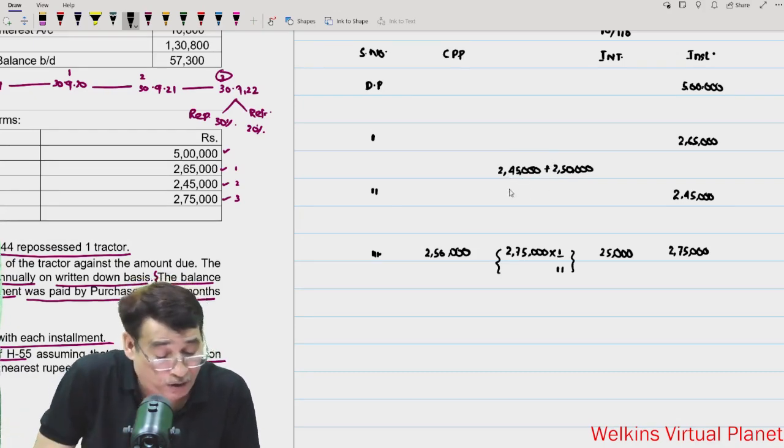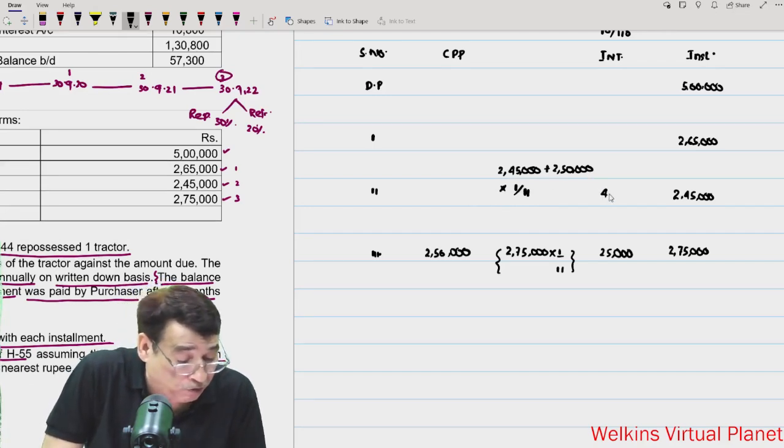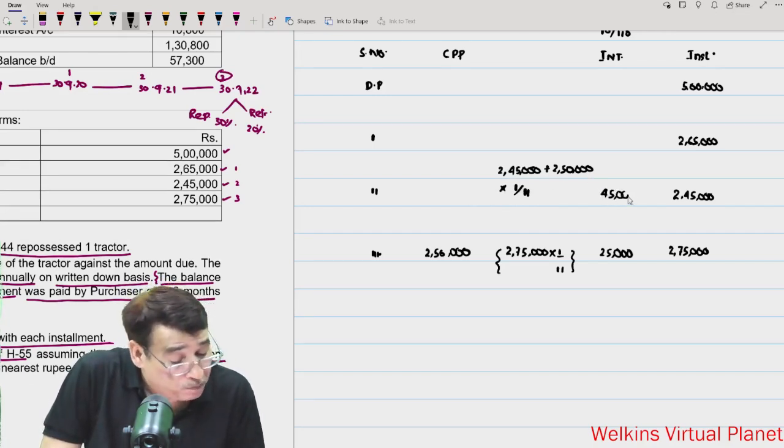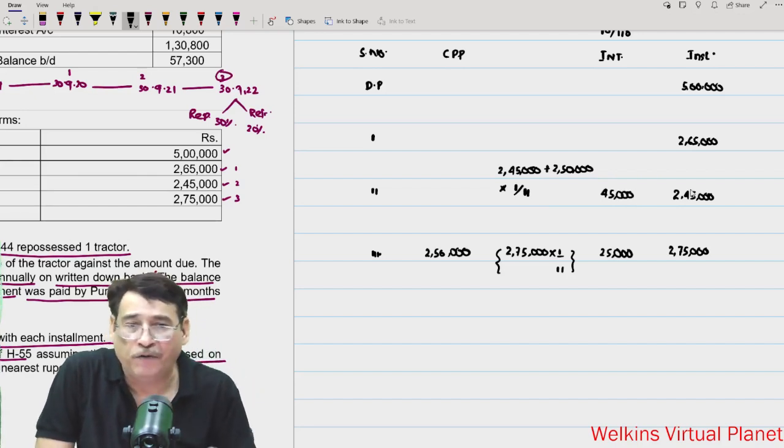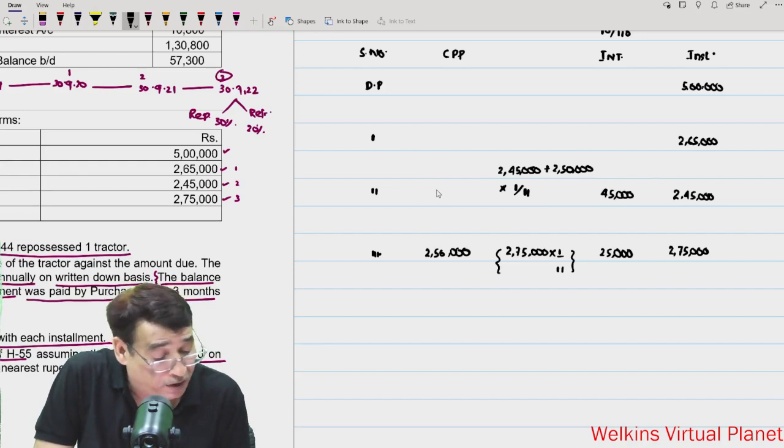And then I'm going to apply the interest rate. Interest rate is 1/11, and if I apply it, the interest will be equal to 45,000. So out of 2,45,000, now I can say that the interest is 45. So quite obviously 2 lakh will be my cash price portion.